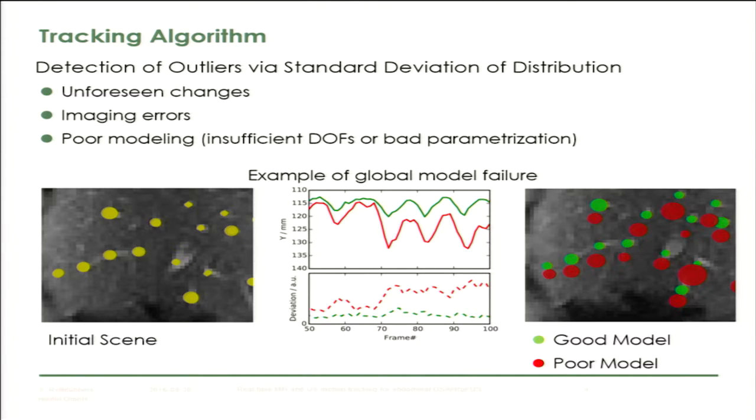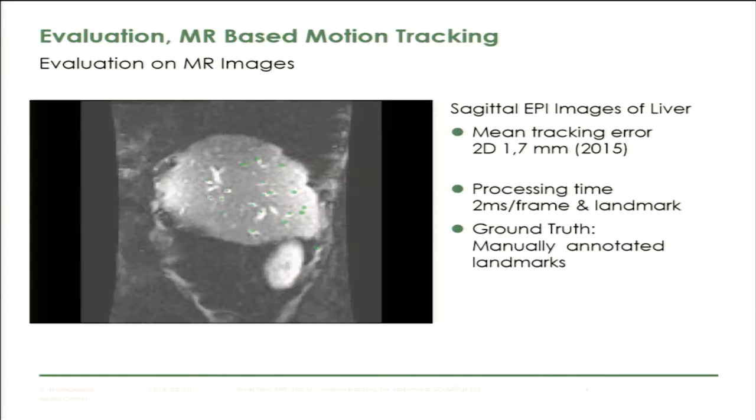So on the first slide here we have the initial feature set, and then we let the algorithm run for some seconds. And then we look at the result of the tracking, and you can see that the uncertainty is visualized by the size of the circles here, and our poor model choice actually has bigger circle size, indicating the higher uncertainty of the tracking feature.